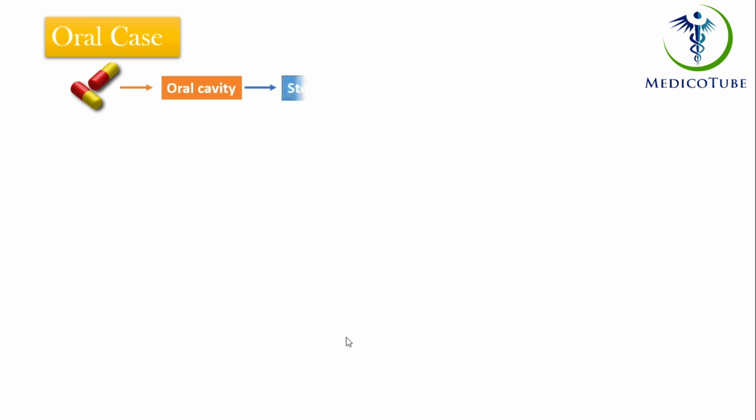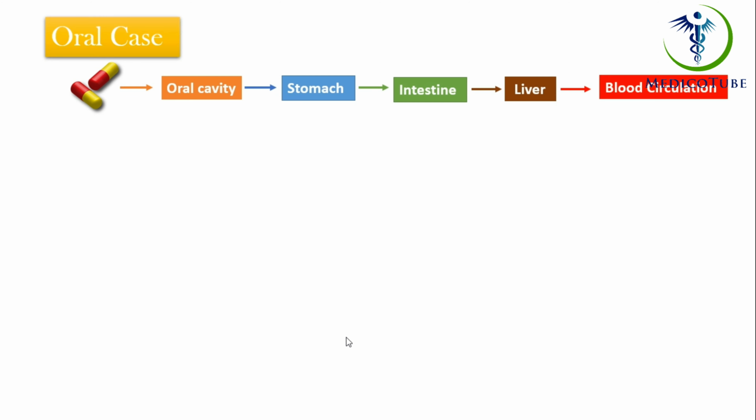From the oral cavity it goes to the stomach. From the stomach the drug moves to the intestine. From the intestine the drug moves to the liver, and after metabolization in the liver the drug goes into the blood circulation. This is the normal pathway for oral drug administration.